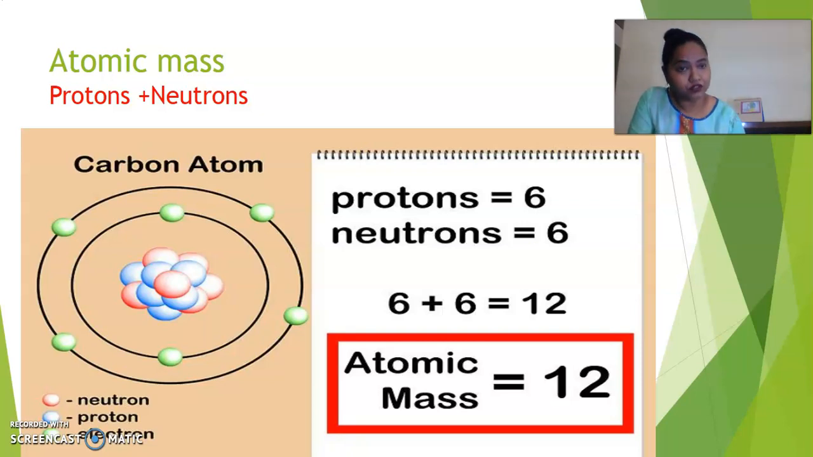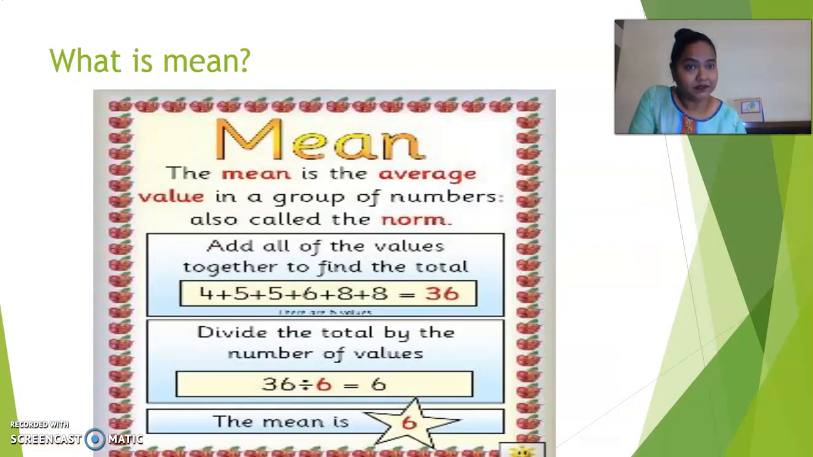Again girls, the atomic mass is the sum of the total number of protons and the total number of neutrons. The second thing that we need to understand is mean. Mean is also known as average value or norm. To find out the mean, you need to add all the values together to find the total. So here, what are the values? 4 plus 5 plus 5 plus 6 plus 8 plus 8. So the total is 36.